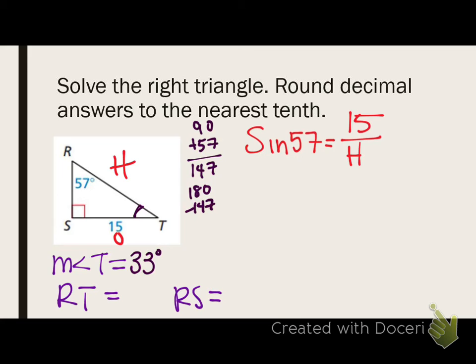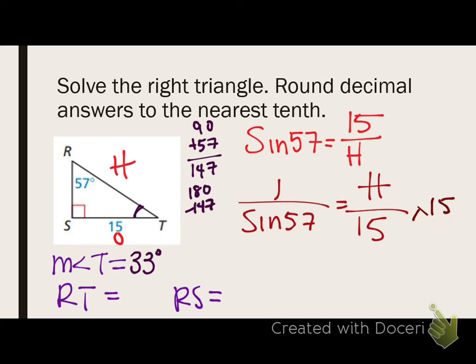Do I need to flip this one? I do. So 1 over sine of 57 equals H over 15. Multiply by 15. We agree? 17.9. All right, and then the last side would be RS.